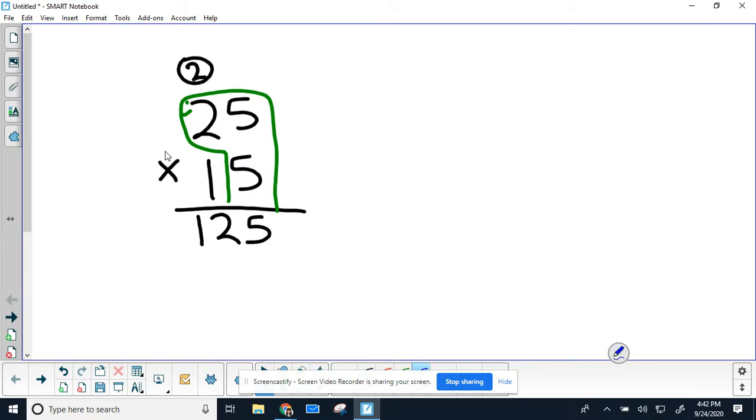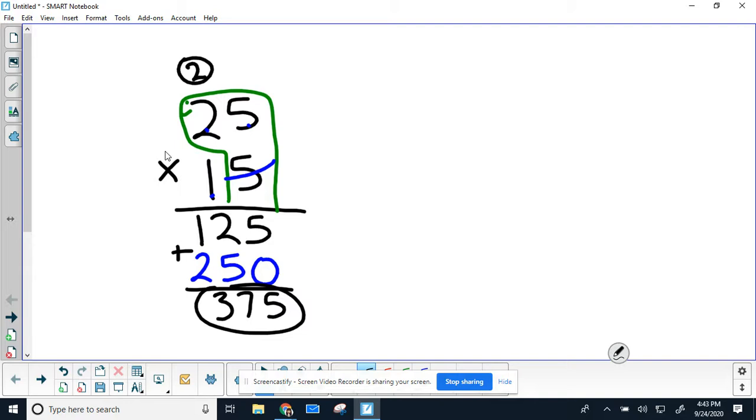Okay, now we draw our necklace so that we cross out the 5, we're done with it. And then I'm going to drop my egg, or the 0. Now, 5 times 1 is 5. 1 times 2 is 2. Add them together, we get, once again, 375. So different method, still the same answer.